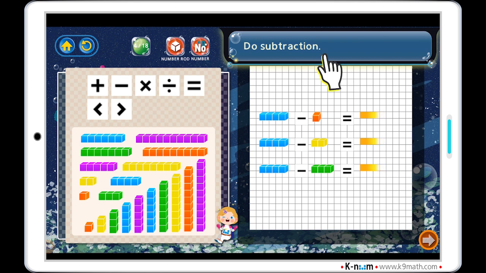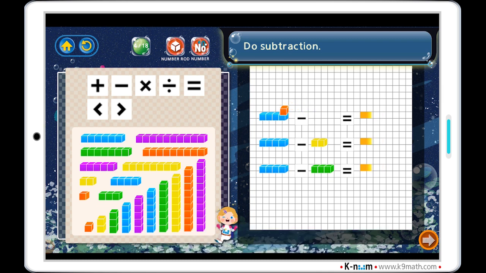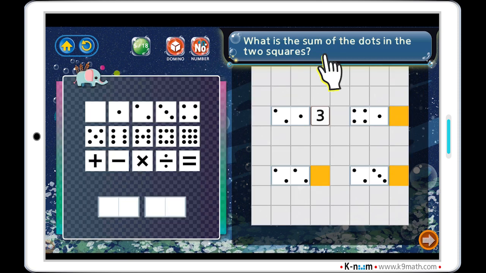Do subtraction. Again, to do a correct subtraction we compare the subtrahend with minuend. We need 3 more Cuisenaire rods here. What is the sum of the dots in the 2 squares?